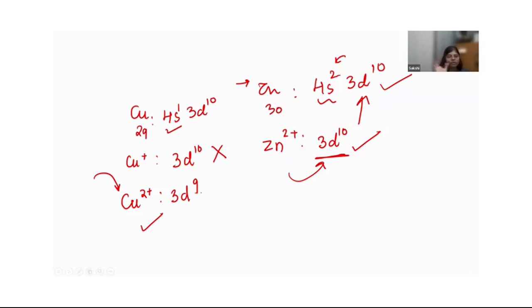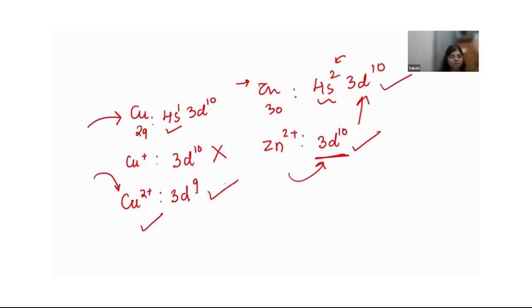So what is the definition? The definition says that transition elements are elements which have unpaired electrons. It should have unpaired electrons or an incomplete D subshell, either in its ground state or the excited state. So this is the ground state. In the ground state, it has a full D subshell. But in the excited state, that is in the form of copper 2+, it has an incomplete D subshell.